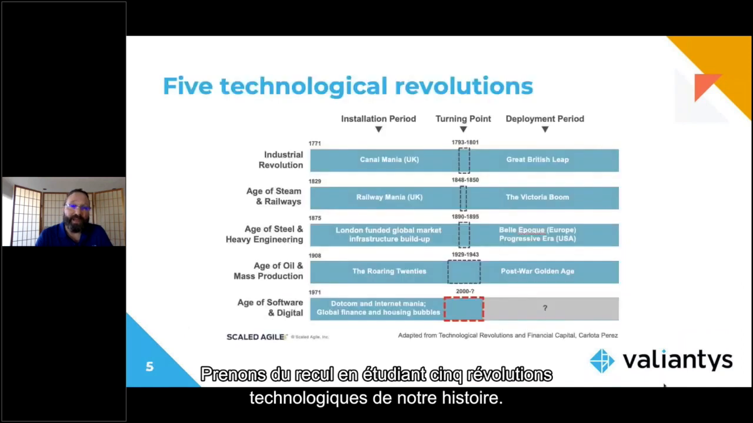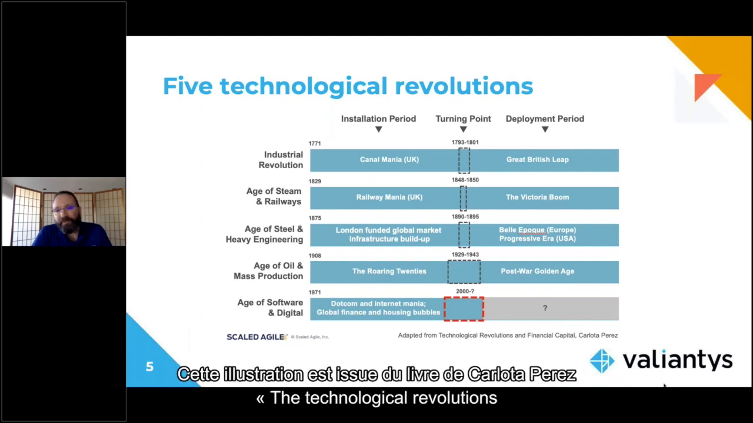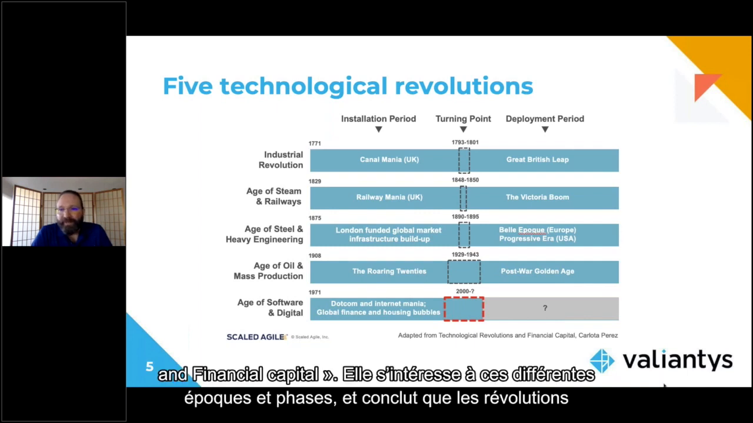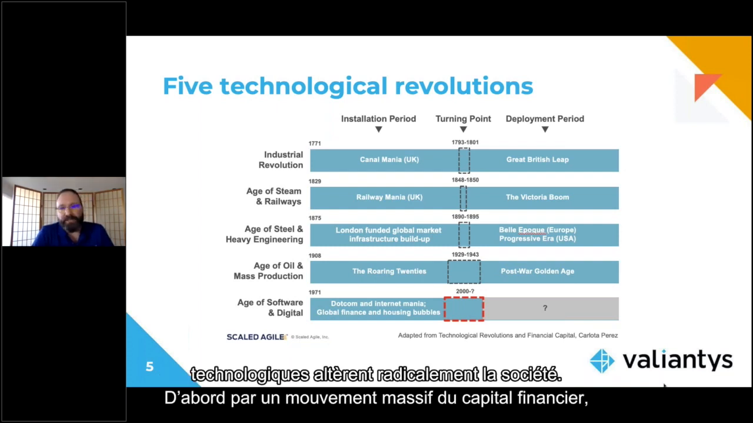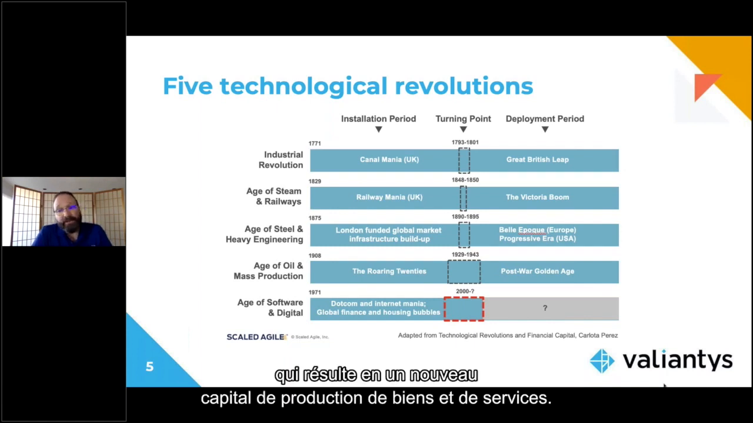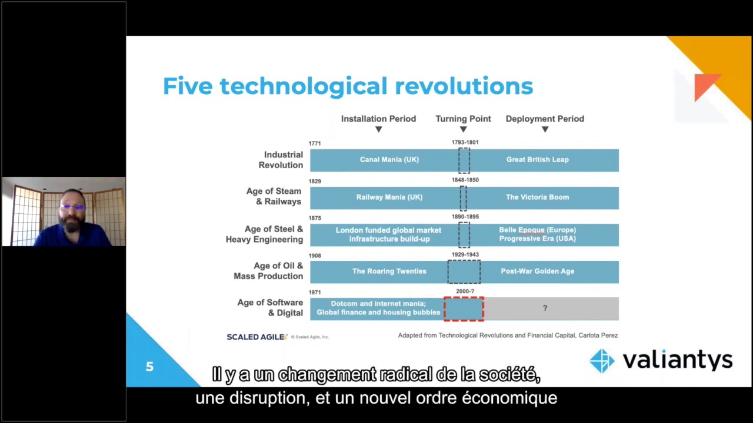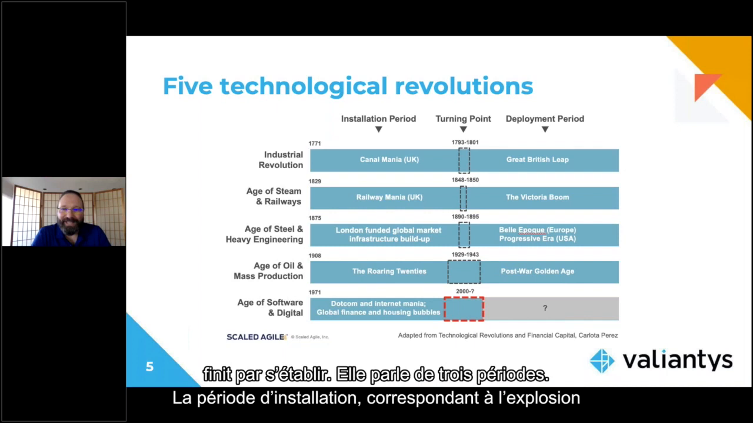Looking at the broader perspective in our history of 5 technological revolutions, these come from Carlota Perez's book, Technological Revolutions and Financial Capital. And she discusses these various times and phases and concludes that technology revolutions radically alter society, first via a mass movement in the financial capital, and then later that results in new production capital of goods and services. There's massive societal change, disruption, and a new economic order eventually sets in.